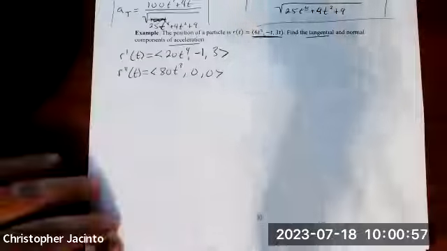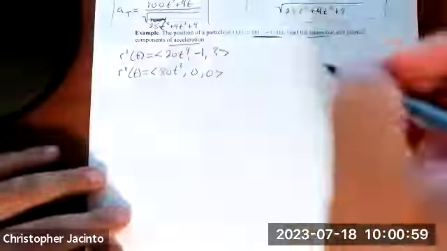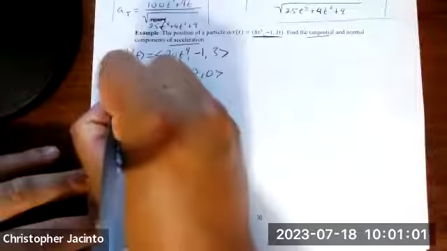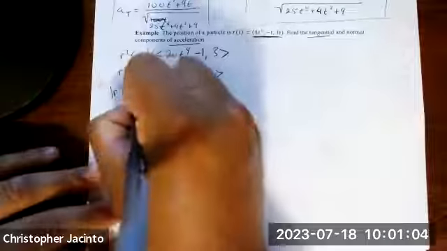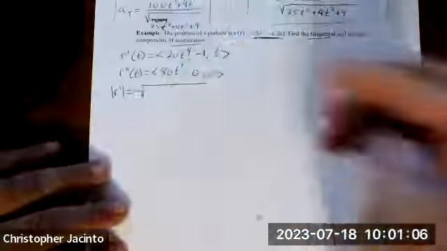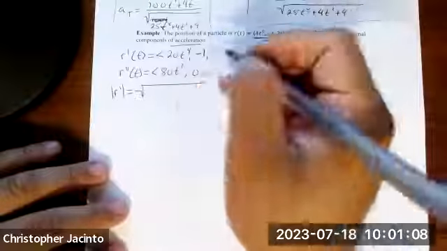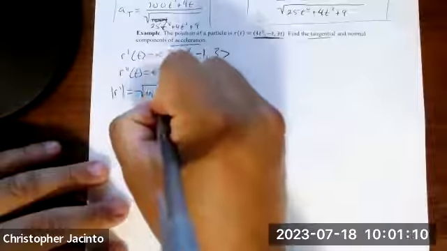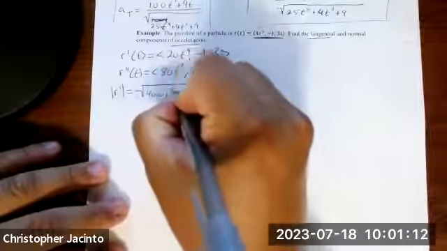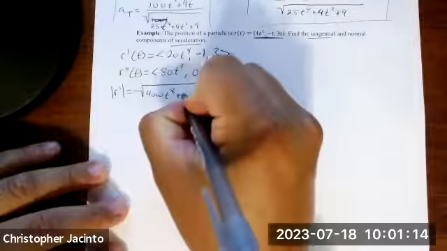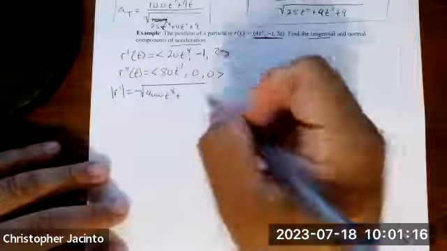Okay. So we need the length of r prime. So this squared, this squared, this squared. So it's 400 t to the 8th plus, oh, plus 1 plus 9. So that gives you plus 10.